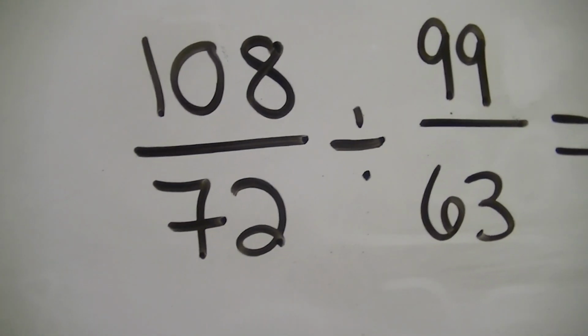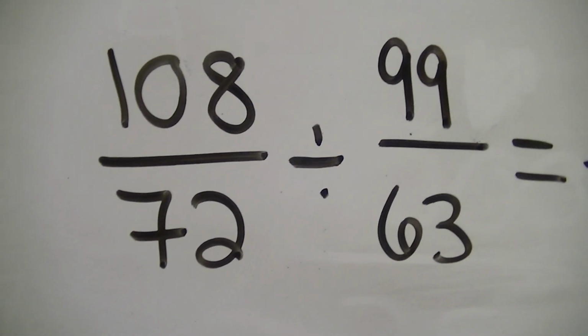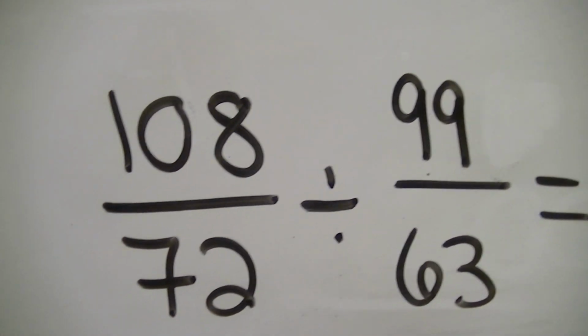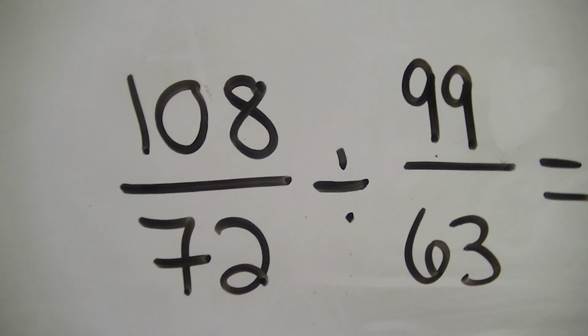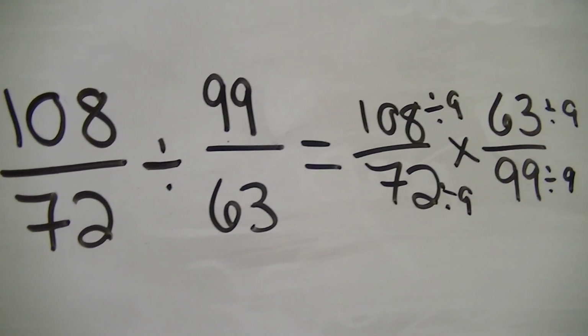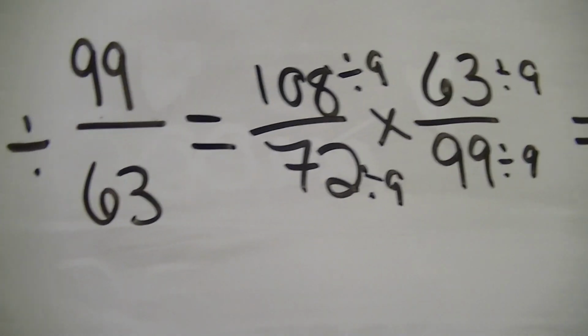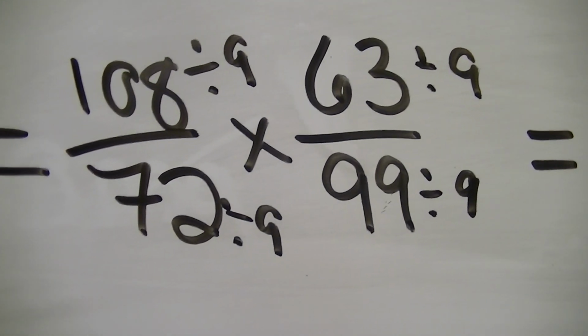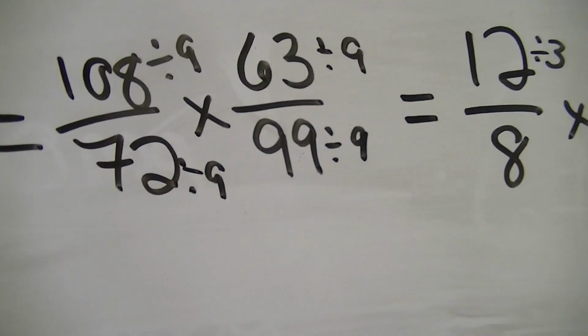We're going to do the same thing that we did before. First thing we're going to do, flip it, because it's division. So always the second number, never the first. First number remains 108 over 72. Next one, instead 63 comes on the top, 99 comes on the bottom, right? I said all those are going to be divisible by 9, so let's look at what happens.